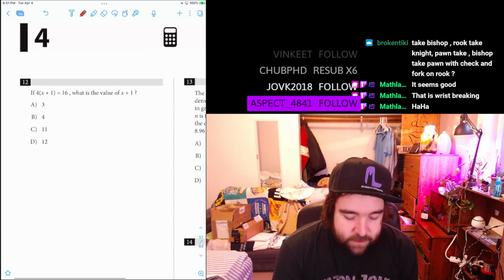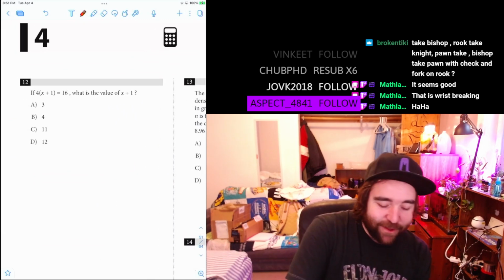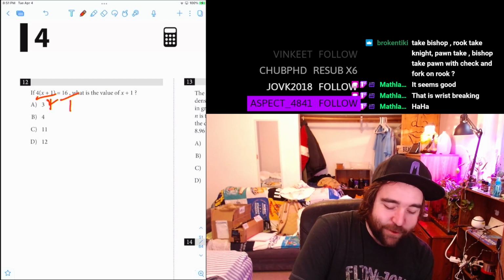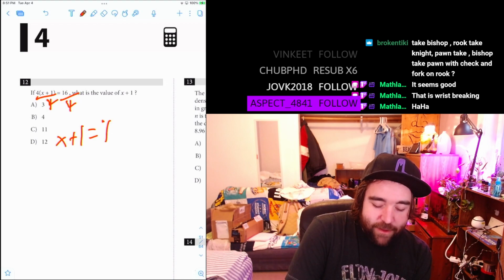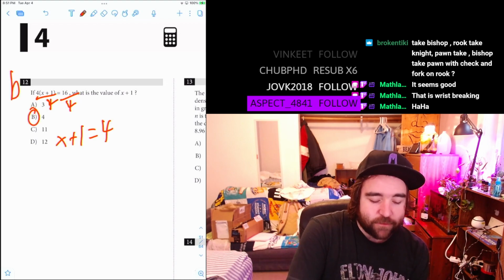If 4 times (x plus 1) equals 16, what is the value of x plus 1? This is pretty quick if you actually solve for x, but recognize you don't need to. You divide by 4, and immediately you get that x plus 1 equals 4.